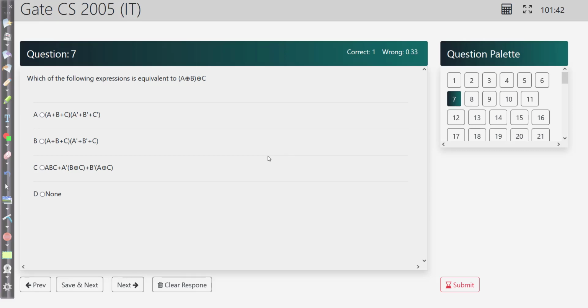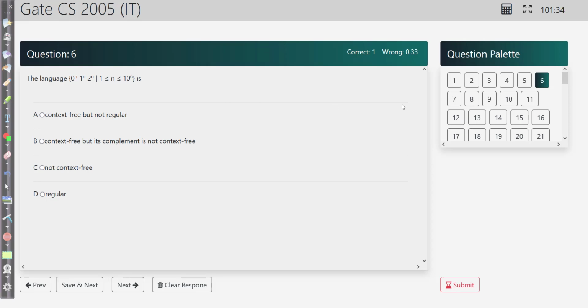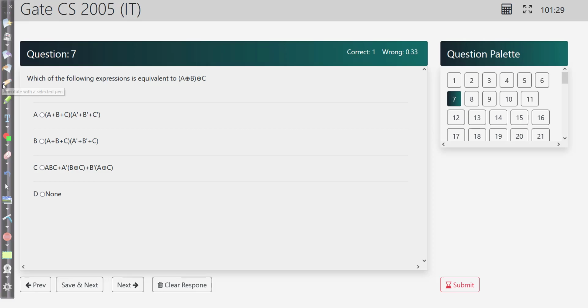So now we are at the seventh problem, and if you realize that the sixth problem was so easy, it would hardly take us around 15 seconds to answer. There would be some questions which would be time consuming, and this is one such question. This is not at all tricky, but it will definitely be consuming your time. So the question says which of the following expressions is equivalent to A XOR B XOR C?